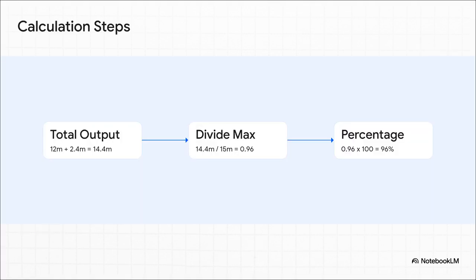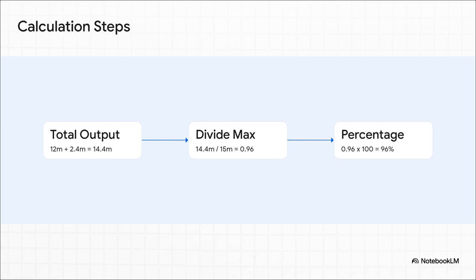All right, welcome back. Let's walk through the solution together. Step 1. We take their current output of 12 million and add that new order of 2.4 million. That gives us a new actual output of 14.4 million units. Step 2. We take that 14.4 million and divide it by their maximum possible output, which was 15 million. That gives us 0.96. Finally, step 3, multiply by 100 to turn it into a percentage, and boom, 96%.